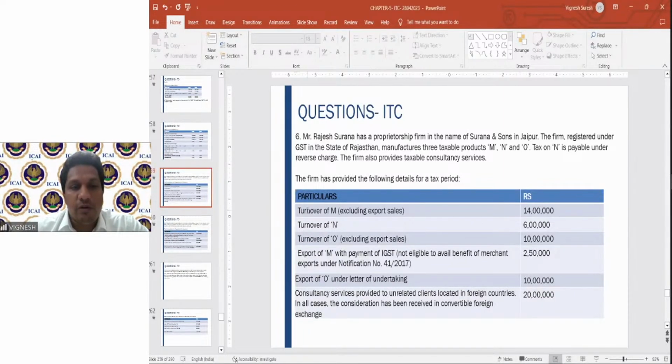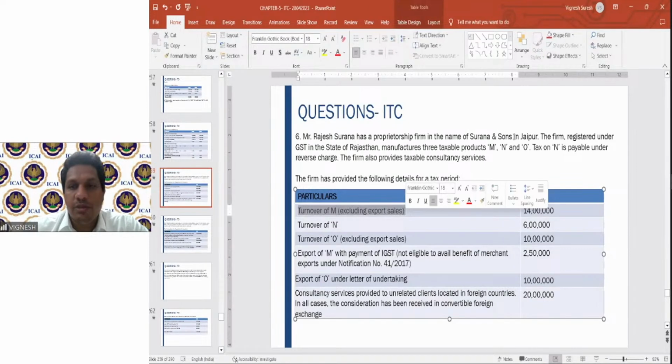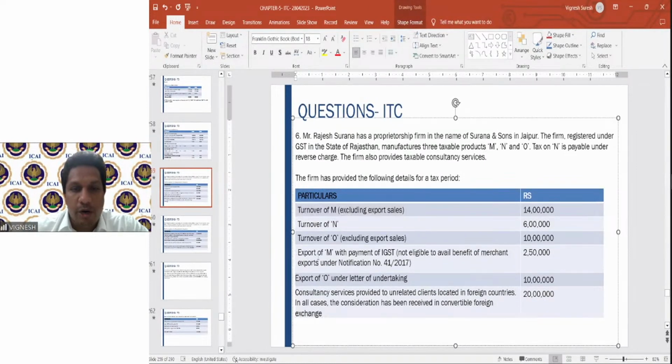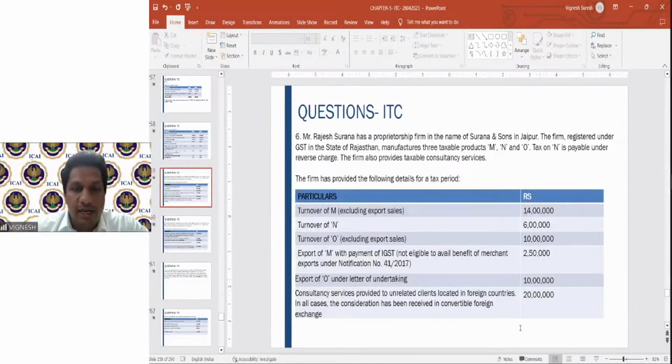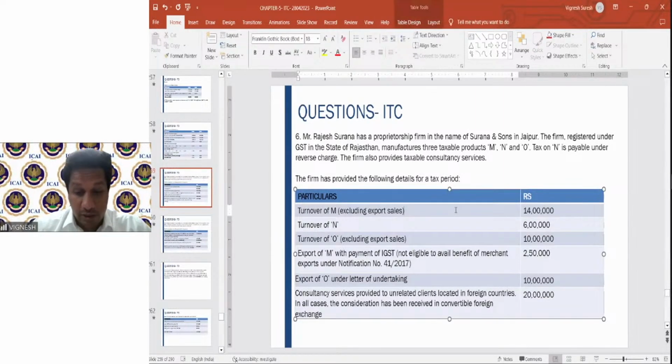So first is turnover of M excluding export sales. Now M is a taxable product. So this 14 lakhs is excluding the export sales. Okay, 14 lakhs is excluding the export sales. So therefore, on this 14 lakhs, 12% is the rate. So on this GST at the rate of 12% has to be worked out.